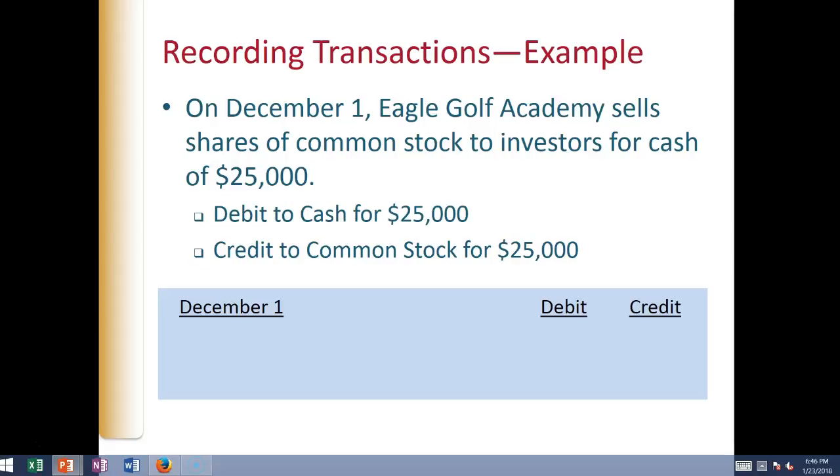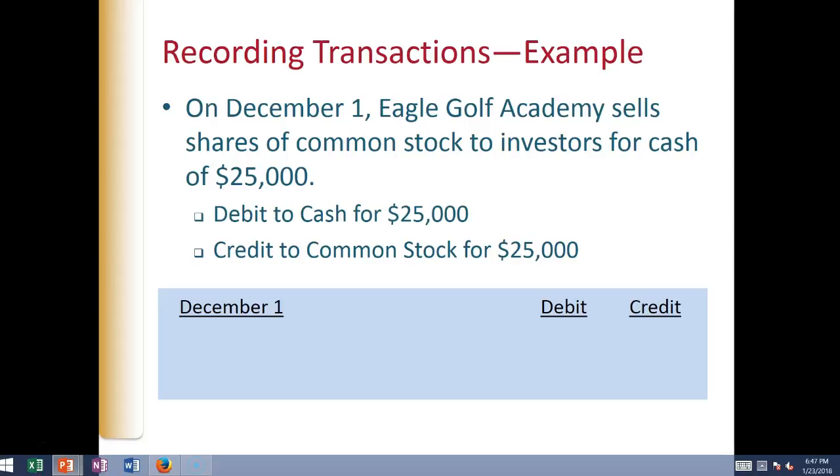So let's take our good old golf school again, and let's look at this. Now we've gone through these same concepts. Now we're just talking about it in a little different fashion. It's the same concept though. On December 1st, Eagle Golf Academy sells shares of common stock to investors for cash of $25,000. So guys, what's happening here?